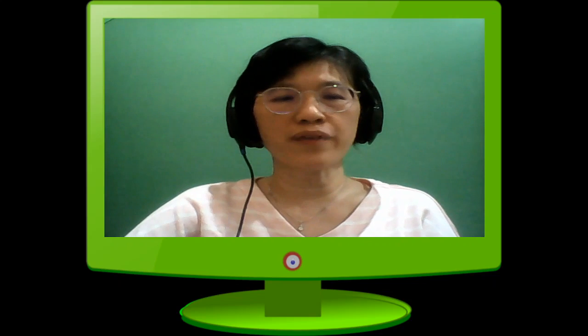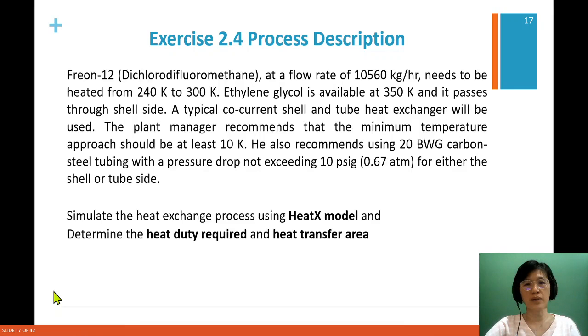So now let's move on to exercise 2.4, where you need to simulate the same process as in exercise 2.3 using the HeatX model, right? Let's look at the question. So this is the question for exercise 2.4. Again, the case is the same as the one in exercise 2.3.